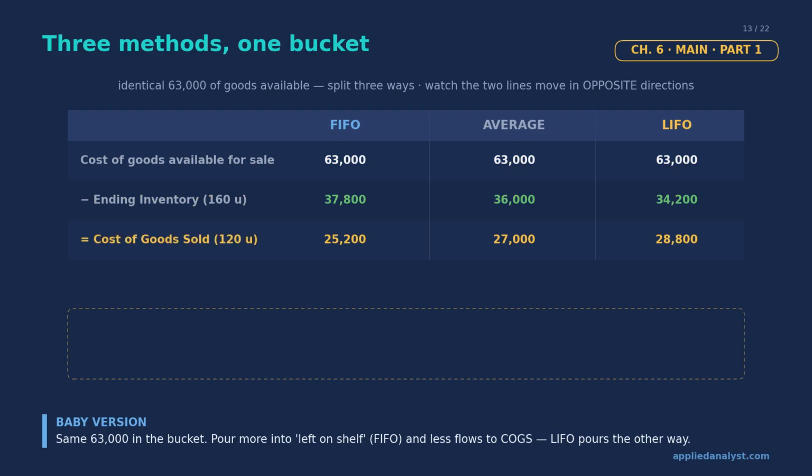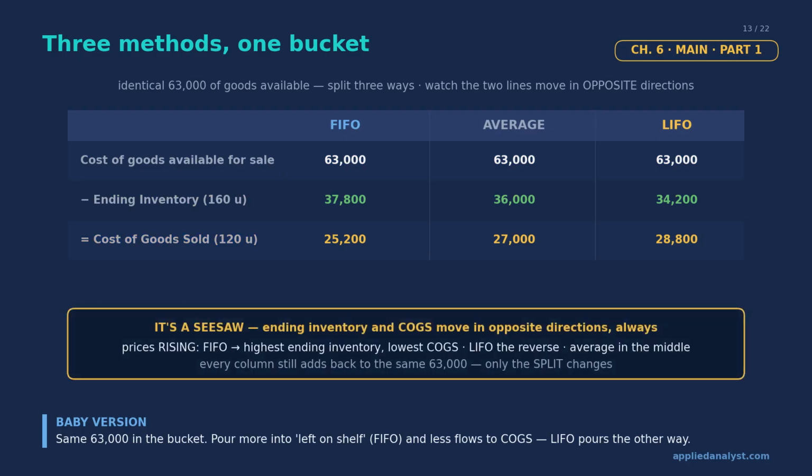Now watch, ending inventory and cost of goods sold move in opposite directions. Always. It's a seesaw. When prices rise, here 200 climbing to 240, FIFO gives the highest ending inventory and the lowest cost of goods sold. LIFO is the exact reverse. Average sits in the middle, and every column still adds back to the same 63,000.